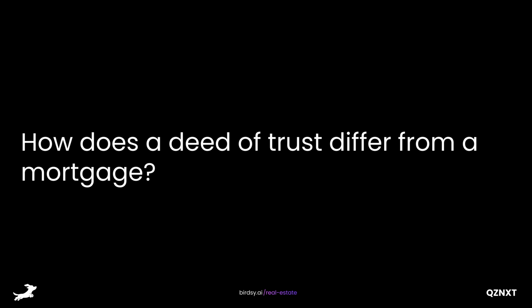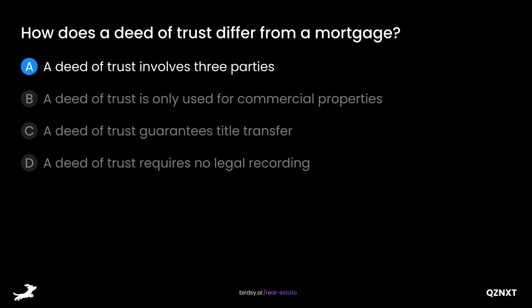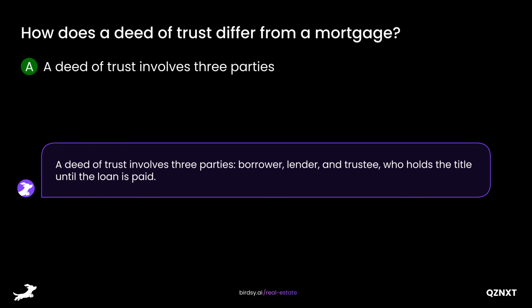How does a deed of trust differ from a mortgage? Is it A, a deed of trust involves three parties, B, a deed of trust is only used for commercial properties, C, a deed of trust guarantees title transfer, or D, a deed of trust requires no legal recording? The answer is A, a deed of trust involves three parties. A deed of trust involves three parties, borrower, lender, and trustee, who holds the title until the loan is paid.